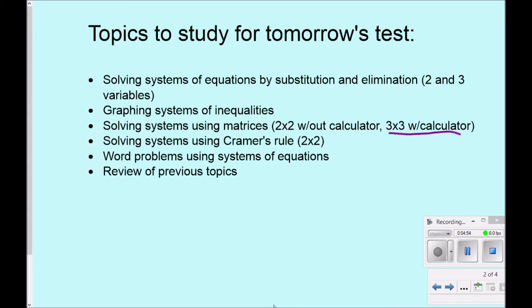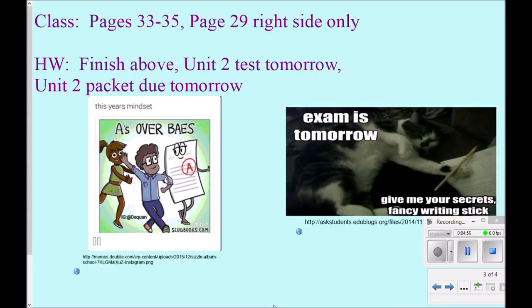Okay. The rest of class today was just time to work on the review on pages 33 through 35 and page 29, the right side. So please complete that for tomorrow, in addition to finishing up all problems that have been assigned in the Unit 2 packet, and also all problems that have been assigned in the worksheets booklet for Unit 2. And of course, study for your test by picking some practice problems and doing those for tomorrow.